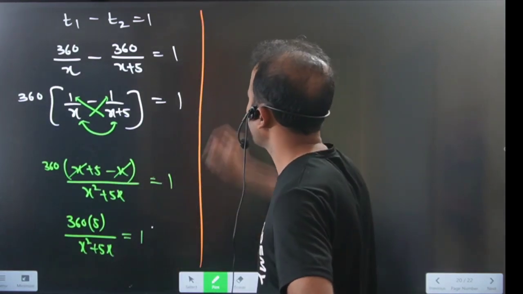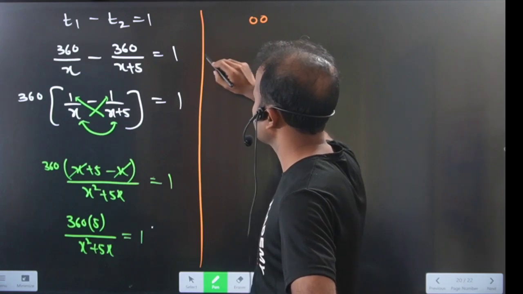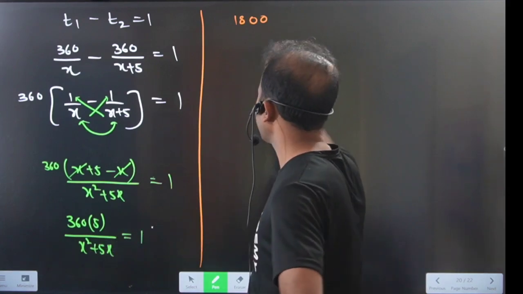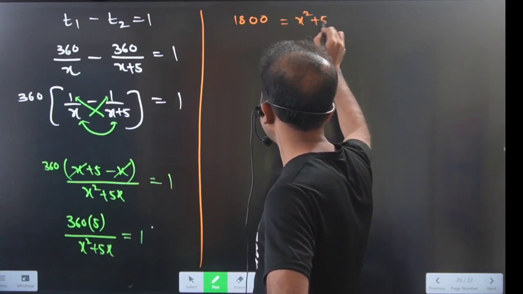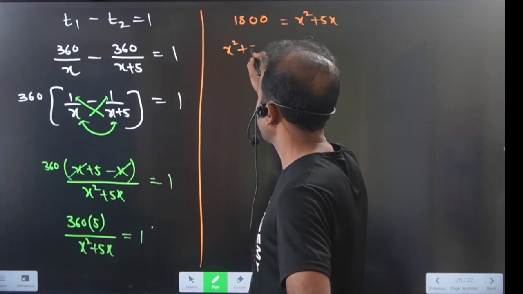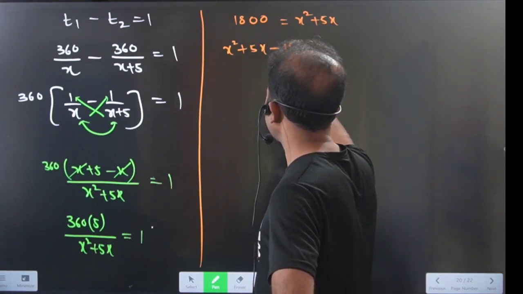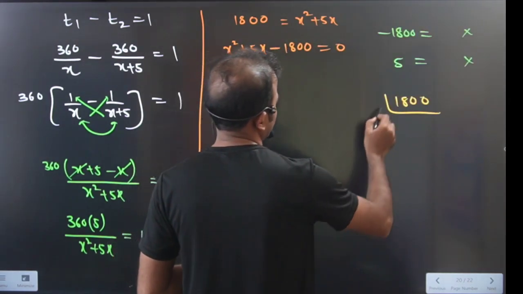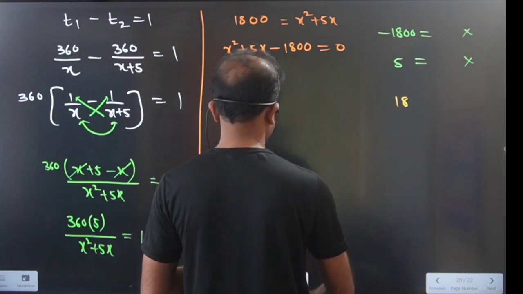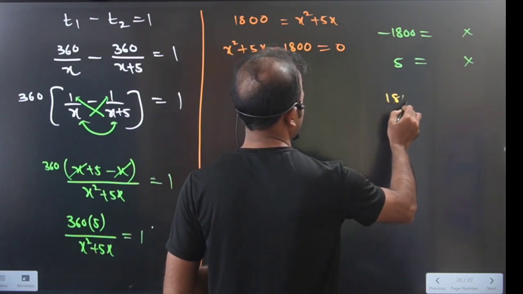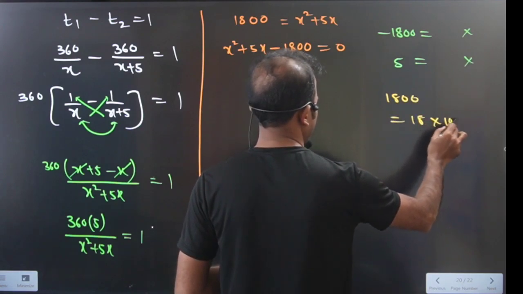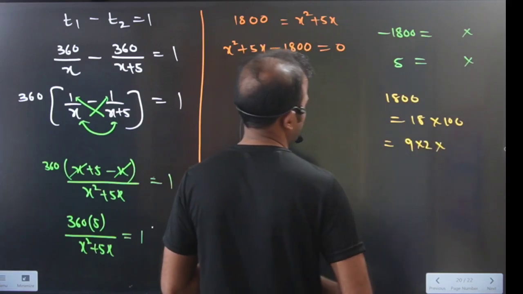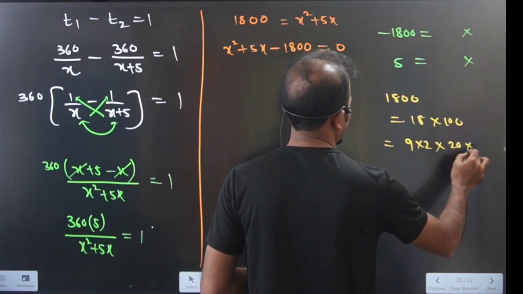So now, 360 into 5 is how much? 5 into 0 is 0, 5 into 6 is 30, 5 into 3 is 15, 18. So 1800 by x square plus 5x equal to 1, which becomes x square plus 5x minus 1800 equal to 0. Now 1800 we can write like this. To make it simpler, if writing it every time is difficult, write 1800 as 18 into 100, 18 as 9 into 2, and 100 as 20 into 5.